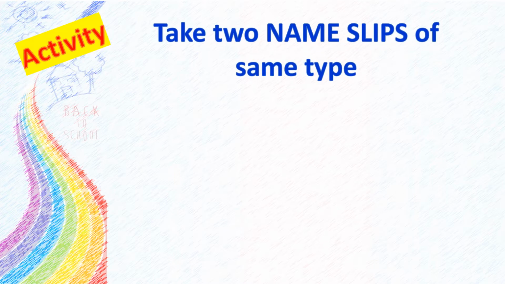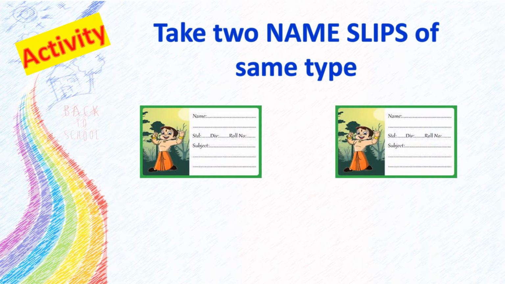In this activity, you have to take any two name slips of the same type. Now you all must be having a name slip. If you don't have a name slip, you can take a visiting card or any playing card, or any other game in which you have something like that. Once you have taken the name slips, or you can take the full packet also, it depends on you. Here I have taken these two name slips of Chota Bheem.